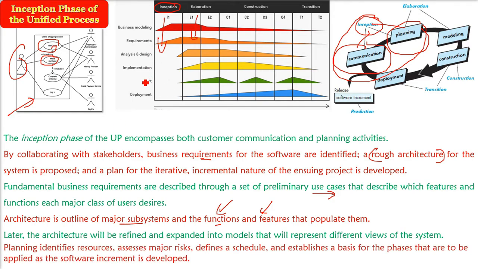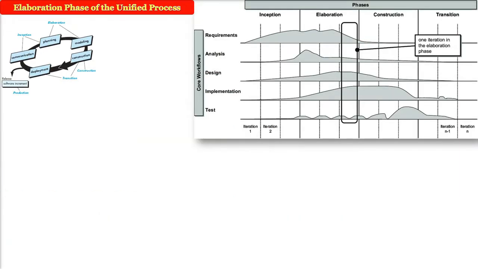So here, because I am saying communication, planning, both are there. In planning, we will identify the resources: how many people we have, what computers we have, what mainframes we have. Then we have to see what risks are involved, what the major risks are. Here we'll talk about major risks. Then we have to define a schedule, because time is limited, and how we are going to achieve the increment.